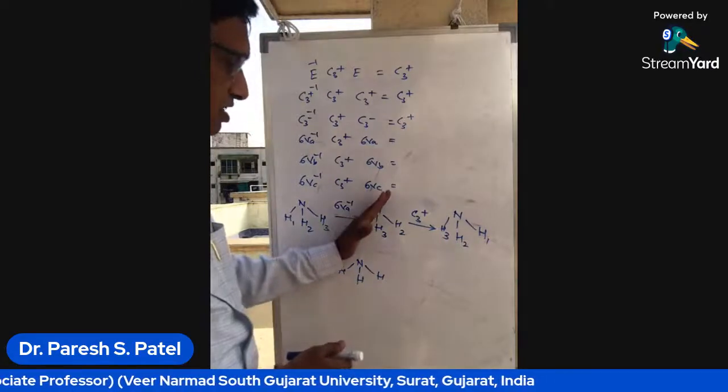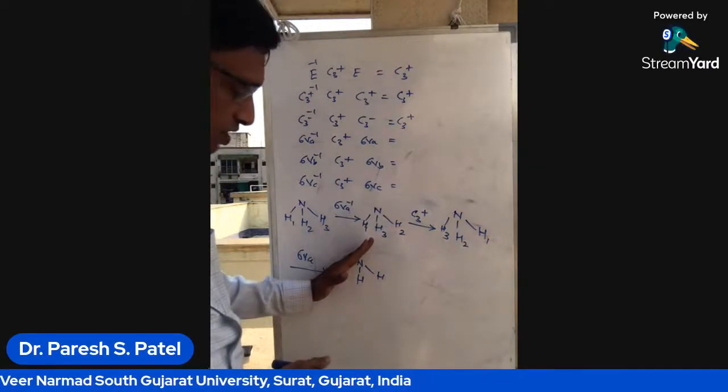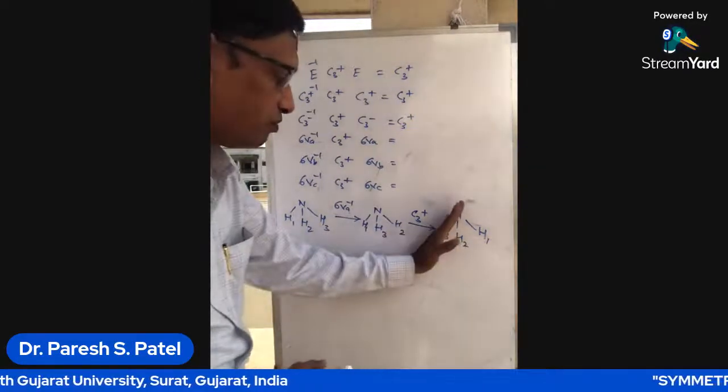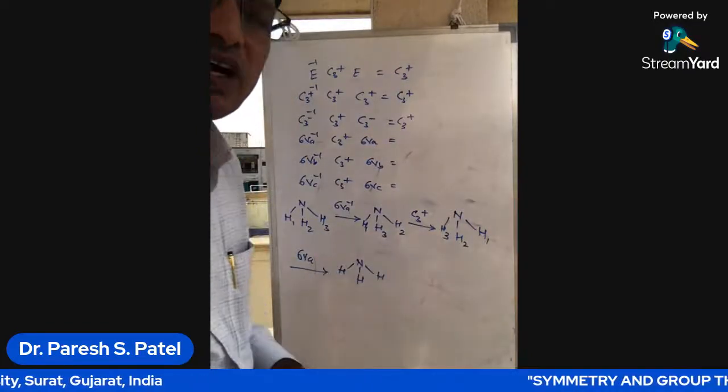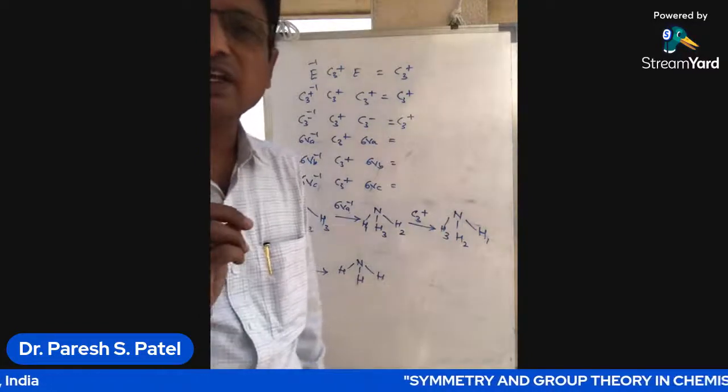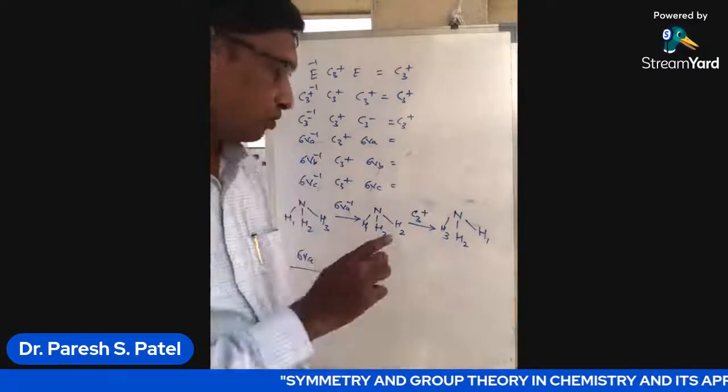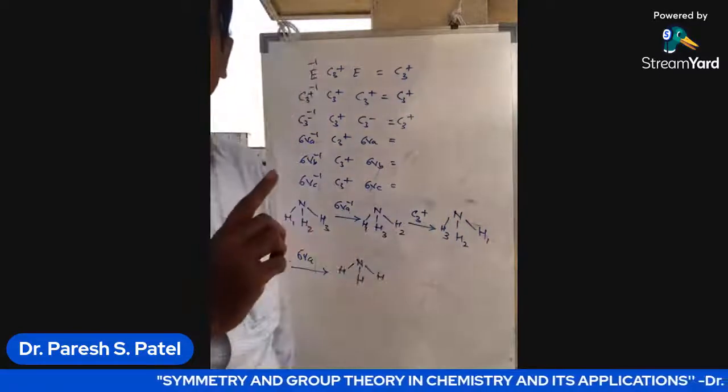This is the position for the sigma Va. So we have to put a mirror over here. Mirror over here. Okay.